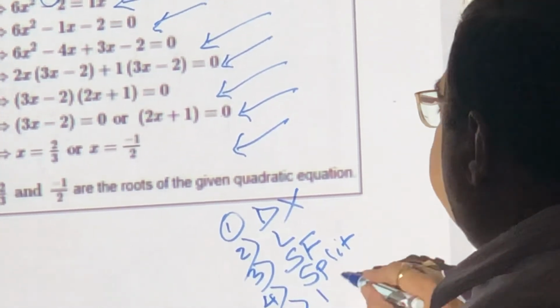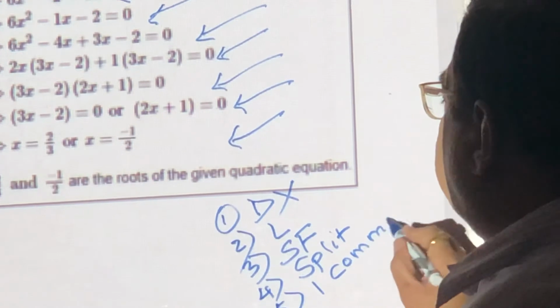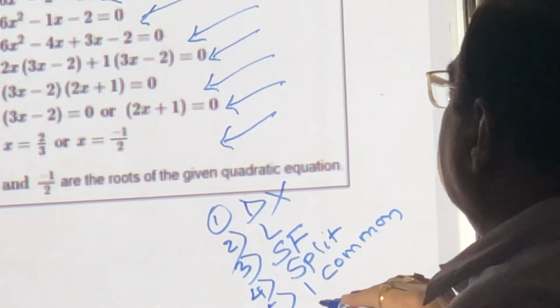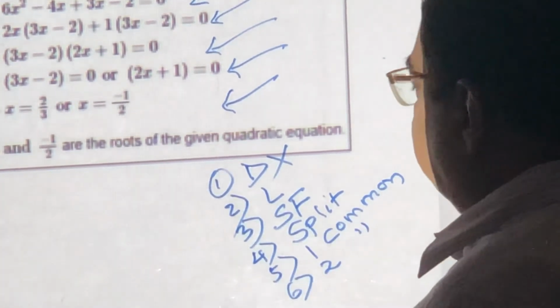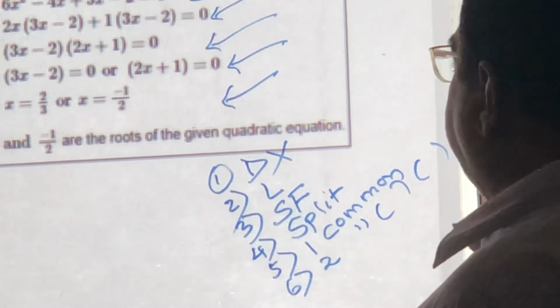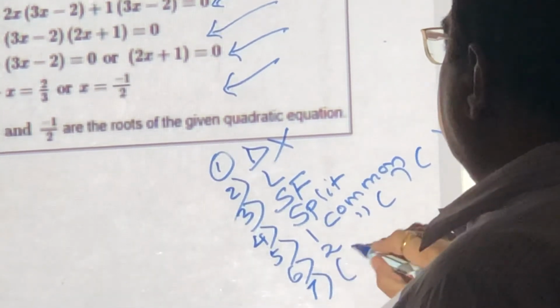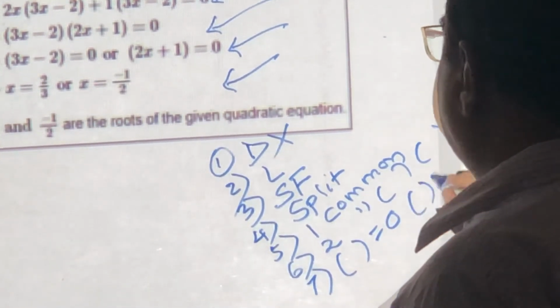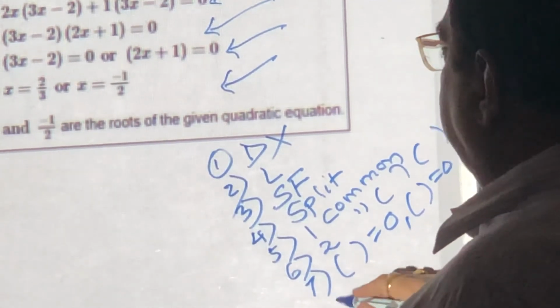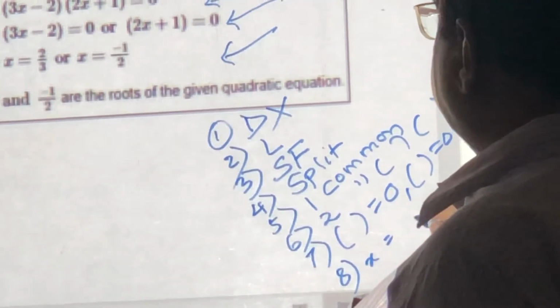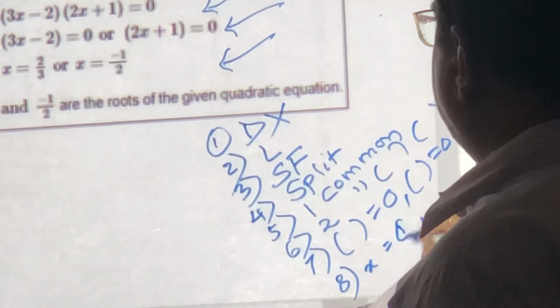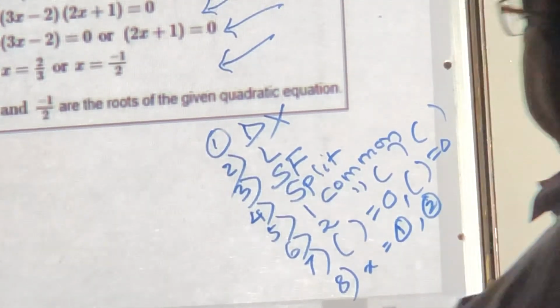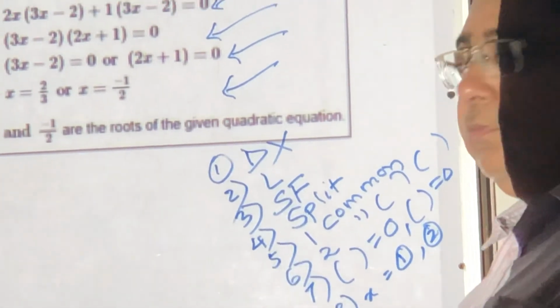Fifth, one common factor to remove. Sixth, two common factors or bracket multiply by bracket. Seventh, each bracket equal to 0. And eighth, write the value. Value 1 and value 2. Learn my method, my friends.